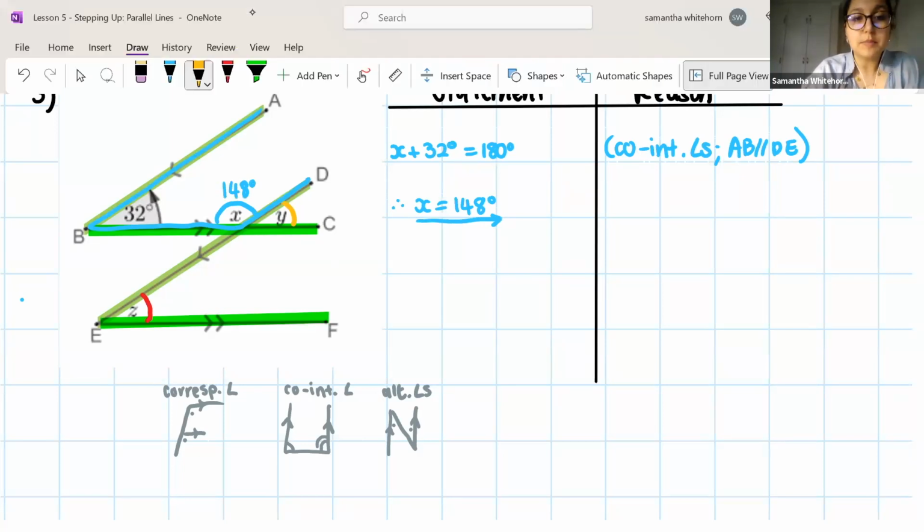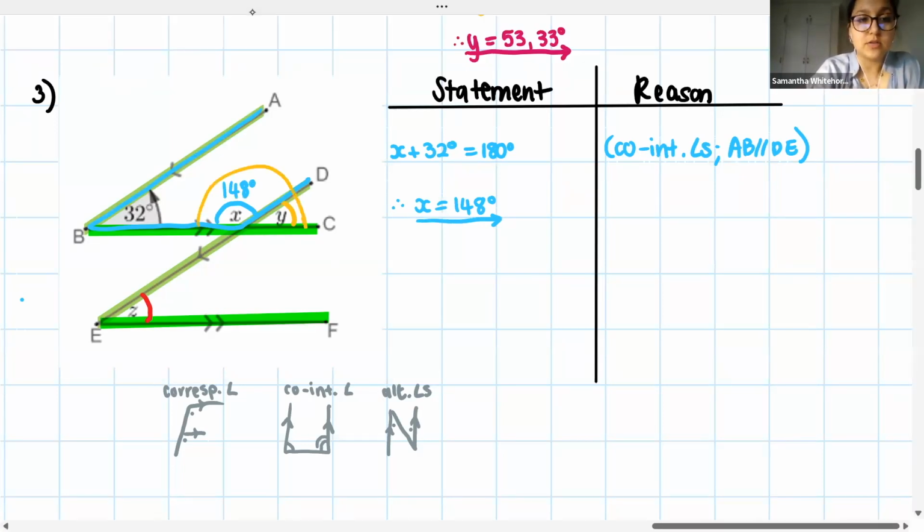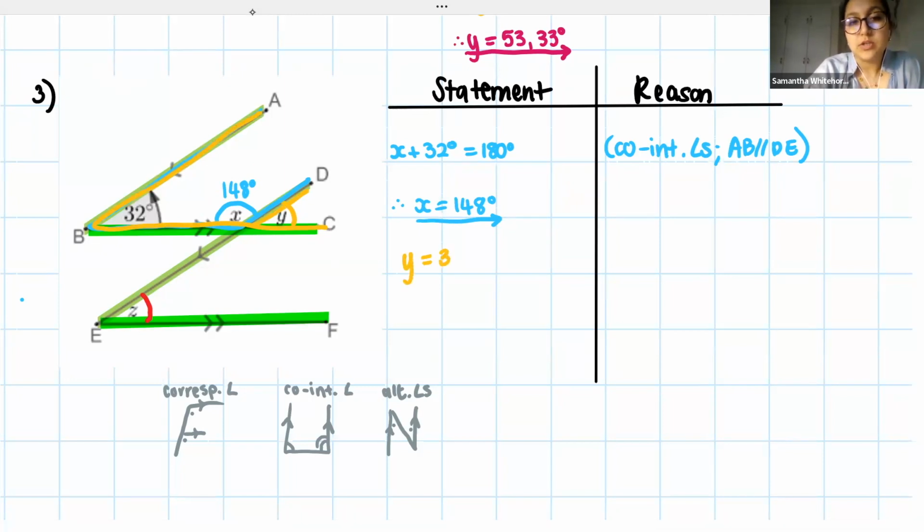Now guys, there's two options for Y. Either you can use angles on a straight line, or you can see the F shape, and you can see that Y is equal to 32 degrees because of corresponding angles. Both, again, absolutely fine. Both will get you marks. So here my parallel lines again are AB parallel to DE. So I've got X, I've got Y, I just now need to get Z.